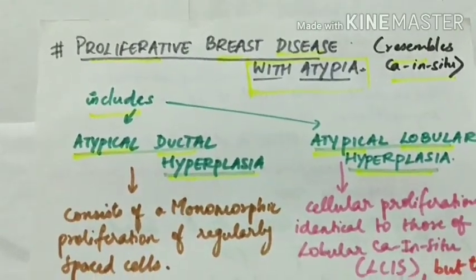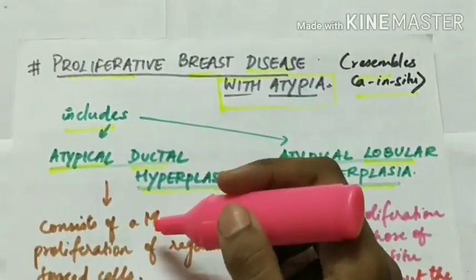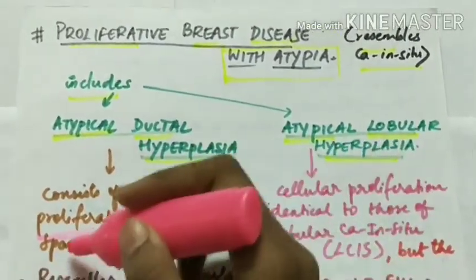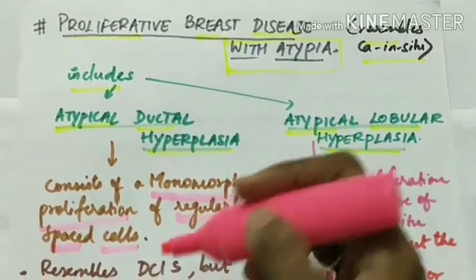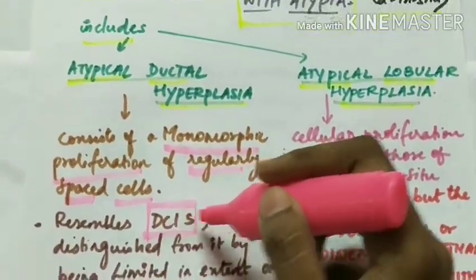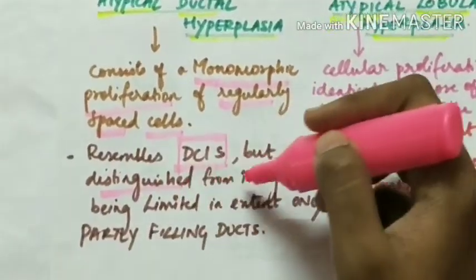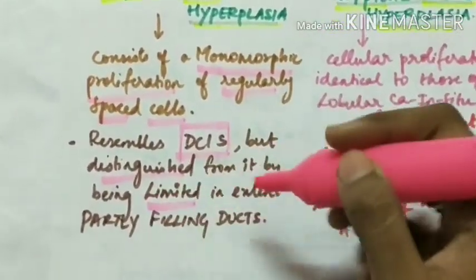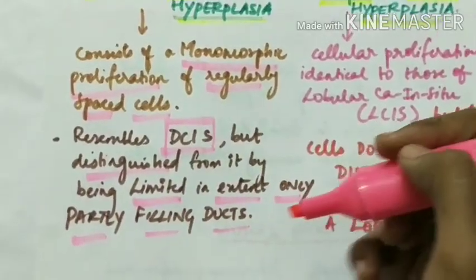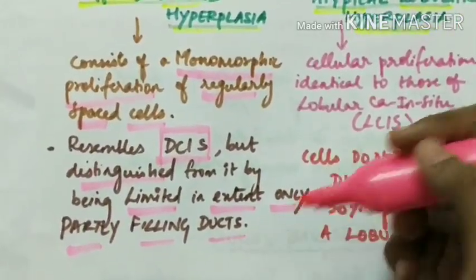Atypical ductal hyperplasia consists of a monomorphic proliferation of regularly spaced cells. It resembles DCIS, that is ductal carcinoma in situ, but it is distinguished from it by being limited in extent, only partly filling the ducts. So it only partly fills the ducts.